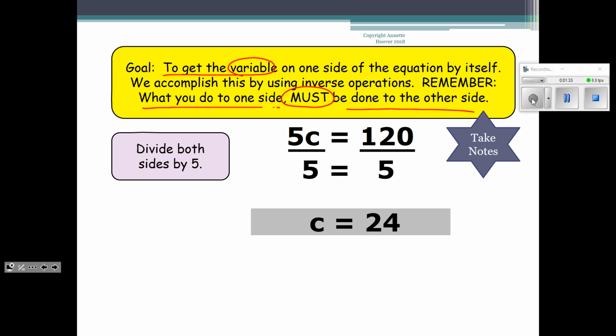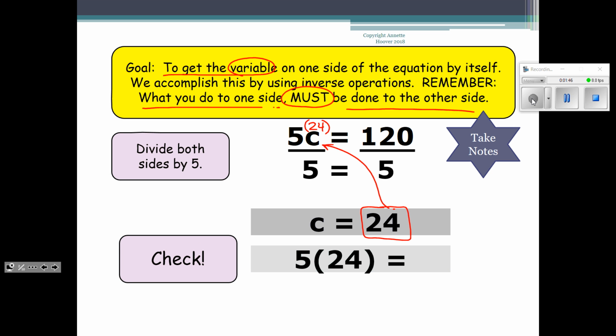Now to check this, we think the unknown number is 24. So if we plug it back into c, we could check by saying, okay, what is 24 times 5? And when we check it, we indeed find out that 24 times 5 is 120. So it checks. It is the correct answer.